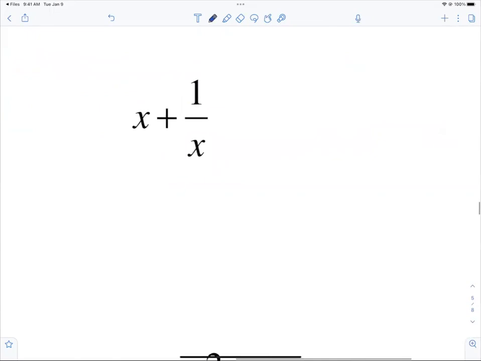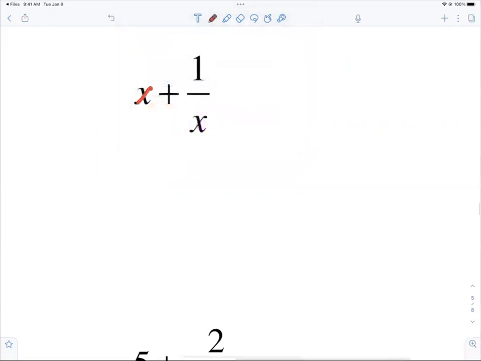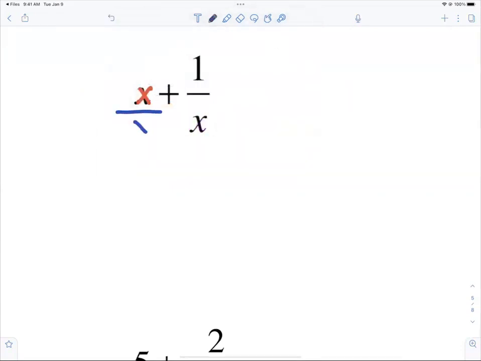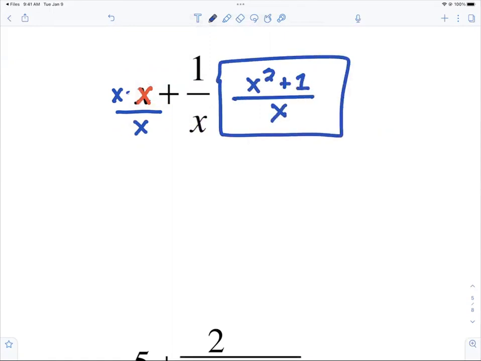Moving to the next example, writing this as one expression. I'll make this x red. The red x needs a denominator of x. So that means I need to multiply this by x over x. So this now becomes x squared plus 1 over x. That's my simplified expression right there.